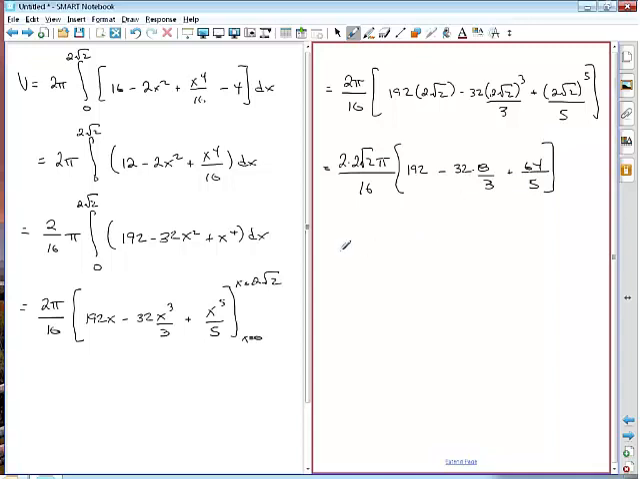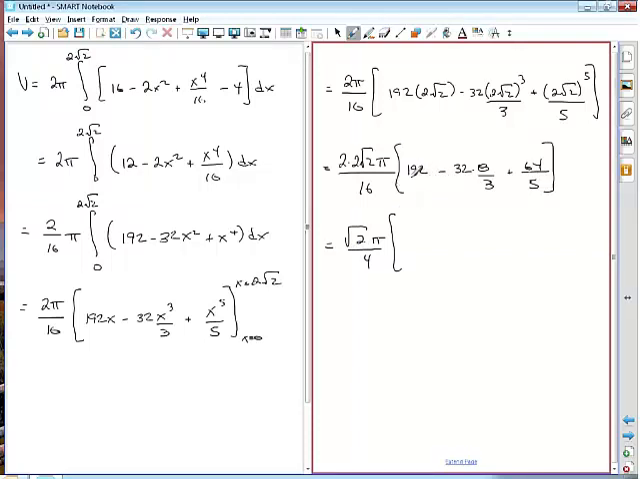Now we need to find a common denominator. Now let's go ahead and simplify this a little bit. 2, we can cancel out. That's 4. And you can cancel out a 4 there, so we'll end up with the square root of 2 times pi over 4. And to get the common denominator, we need to multiply this by 15.